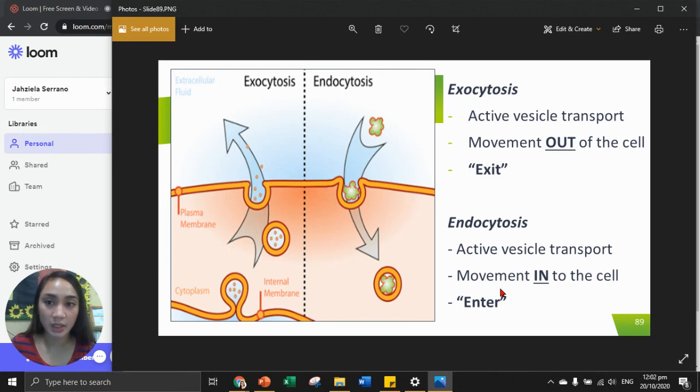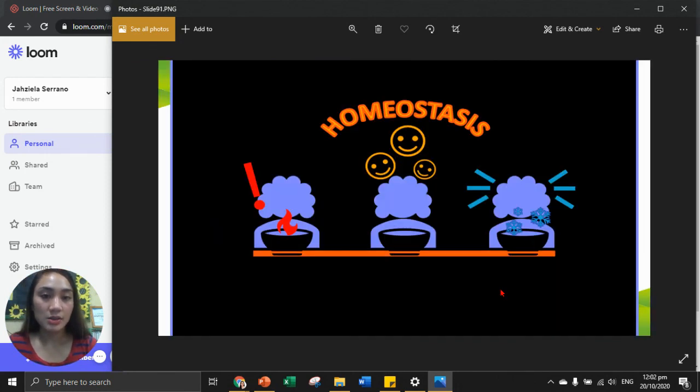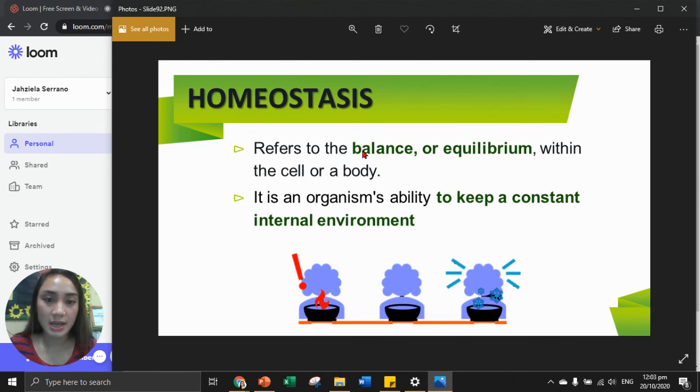So for our last chapter, we have homeostasis. So what does homeostasis mean? So this one in the picture, as you can see, there's this woman with very hot food, no? Like, let's just say it's a soup. So sabi dito parang it looks like she doesn't want it kasi nga sobrang init. And then on the other hand naman, another soup, nagkaroon siya ng brain freeze because it's too cold. In the middle, you see the picture, she's a happy customer kasi she's found the balance or just the right temperature. So homeostasis means balance or equilibrium within the cell or a body.